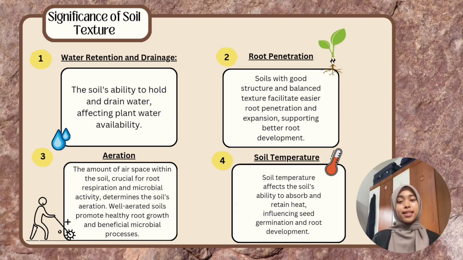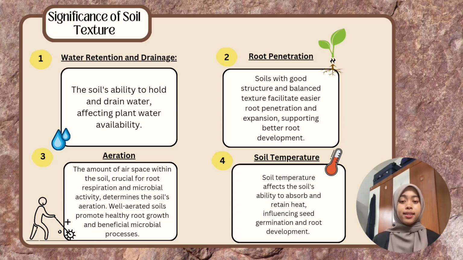Next, I will explain the significance of soil texture determined in this project, which is sand. They have a few significances. First, water retention and drainage. Water retention and drainage can influence the soil's ability to hold and drain water and also can affect plant water availability. The second, root penetration. Soil with good structure and balanced texture facilitates easy root penetration and expansion. Besides that, it can support better root development.